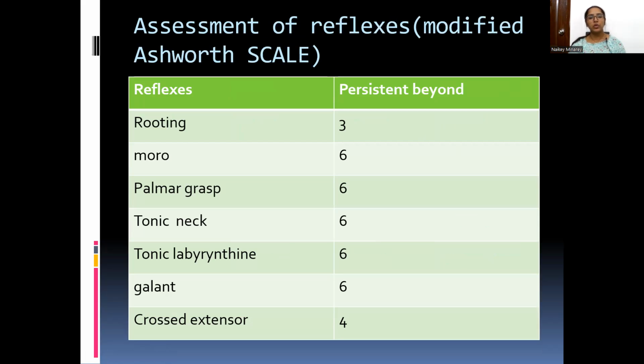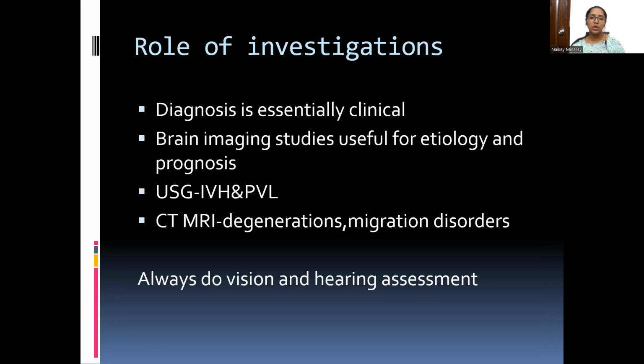So the assessment of neurological reflexes, as I told you: if a reflex persists beyond a certain time, like rooting beyond 3 months, which usually disappears by 1 month, or Moro, palmar, tonic reflexes, mostly if persisting after 3 months, the child should be evaluated for cerebral palsy or developmental delay. Now coming to the role of investigation, mainly the cerebral palsy diagnosis is clinical, by assessing the muscle tone.